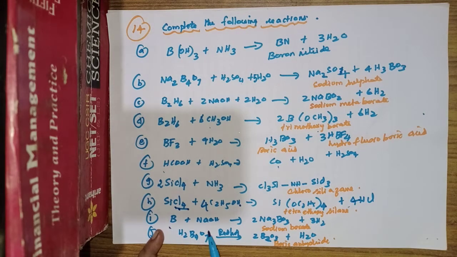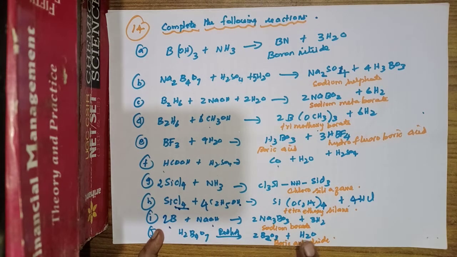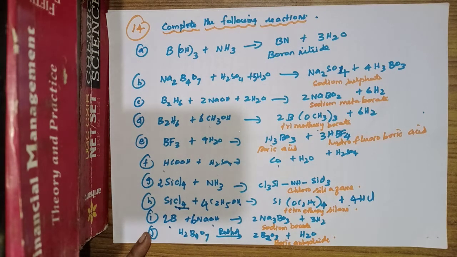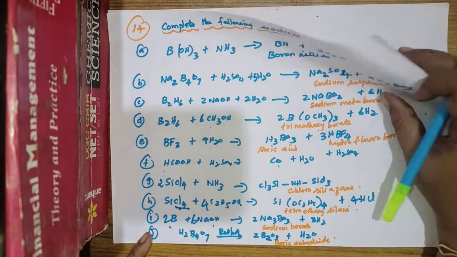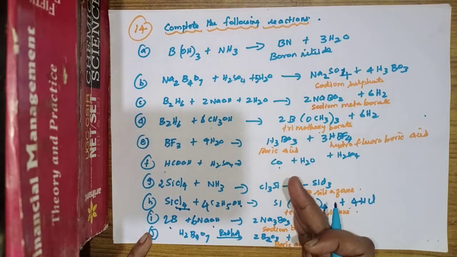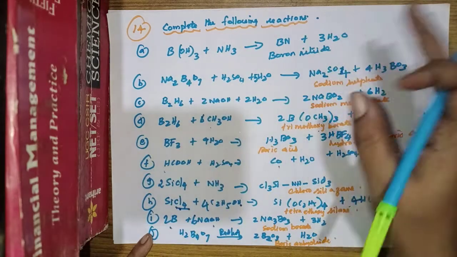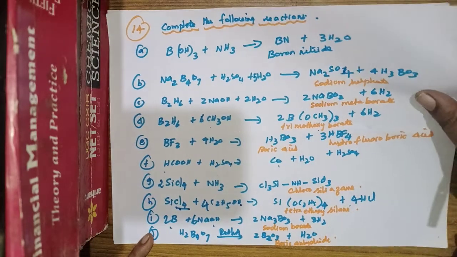Then boron reacts with sodium hydroxide. It gives sodium borate and hydrogen. Here 6 moles. Now what is this? H2B4O7, this is one kind of boric acid. On heating red hot, it gives boric anhydride and water. Complete the following reactions: I have given all the answers in this part, since they gave only the reactant part. So I wrote all these answers here. Go through it. Okay, then next.